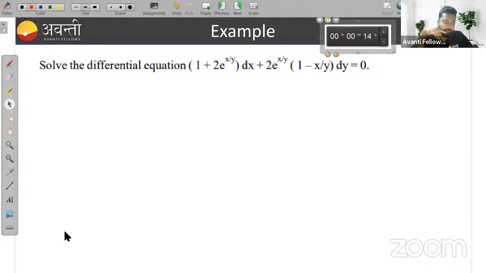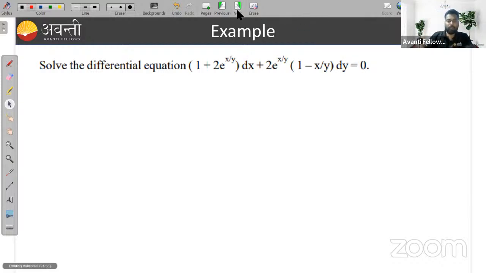Anyone got the answer? Okay, it's time. Let's solve.